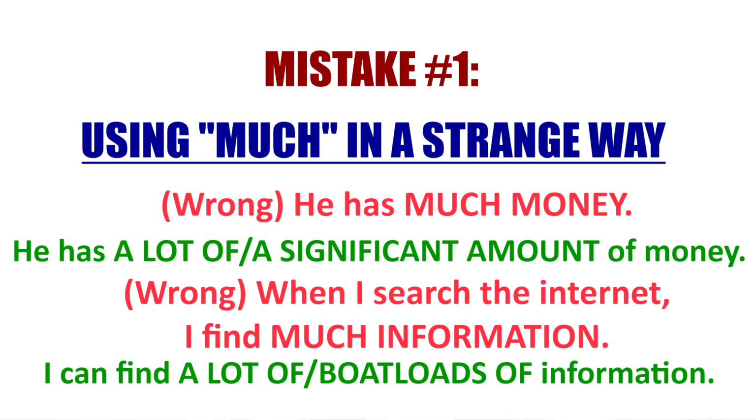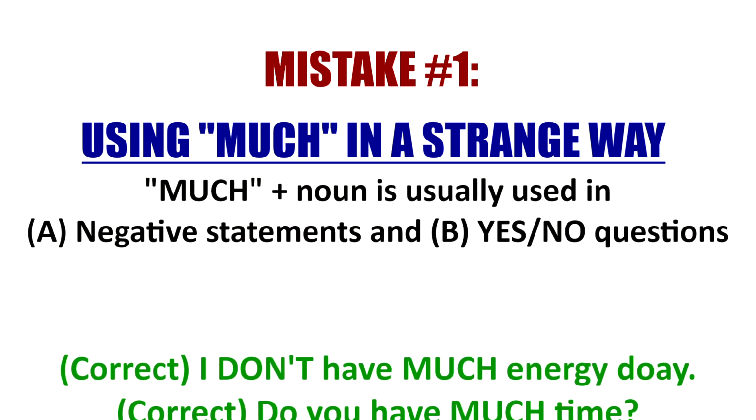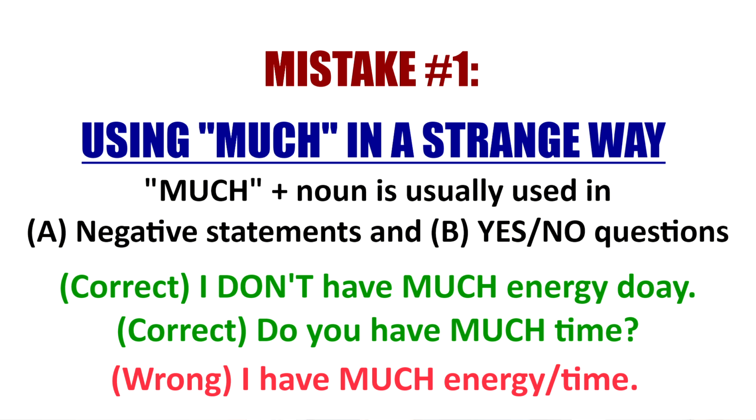However, it would be better to use he has a lot of money. He has a significant amount of money. He has tons of money. We don't usually see much in positive statements. We usually see much in negative statements and questions. For example, I don't have much money. Or, I don't have much energy today. Notice I said don't.